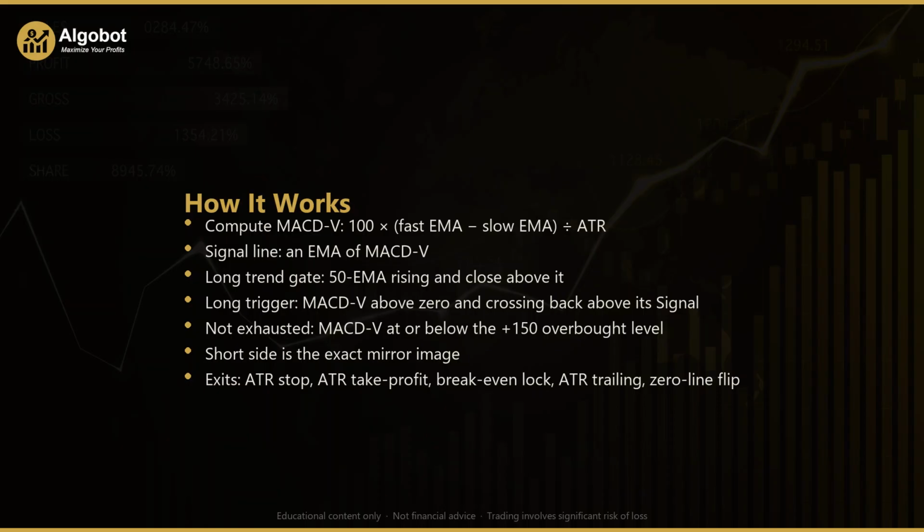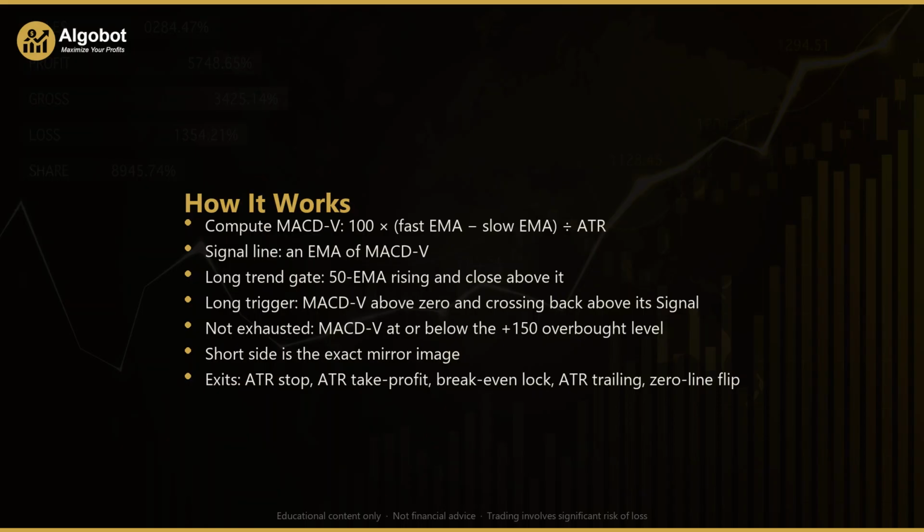For a long setup, three things must agree. The trend gate comes first. The 50-period trend average must be rising, and the closing price must be above it. Second is the momentum regime. Macdv must be above zero, confirming momentum is on the bullish side. Third is the reset itself. Macdv must cross back above its signal line. That crossover represents momentum cooling during a pullback and then turning back up in the direction of the trend.